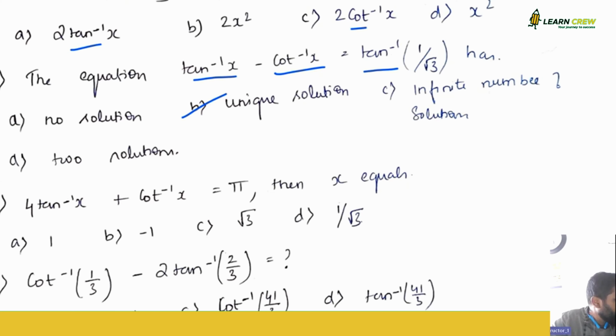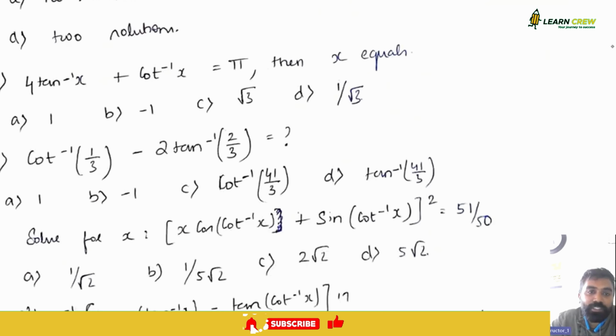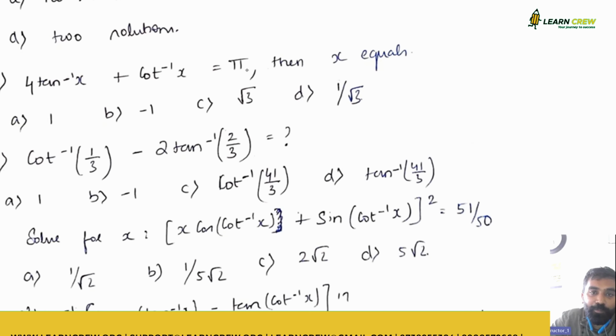Okay, do this as the last problem, then we'll do it later. The 7th one, do it as the last two. 4 tan inverse of x plus cot inverse of x equal to pi. Then x equals what? You need to find x. So how will you do it? 4 tan inverse of x plus cot inverse of x equal to pi.